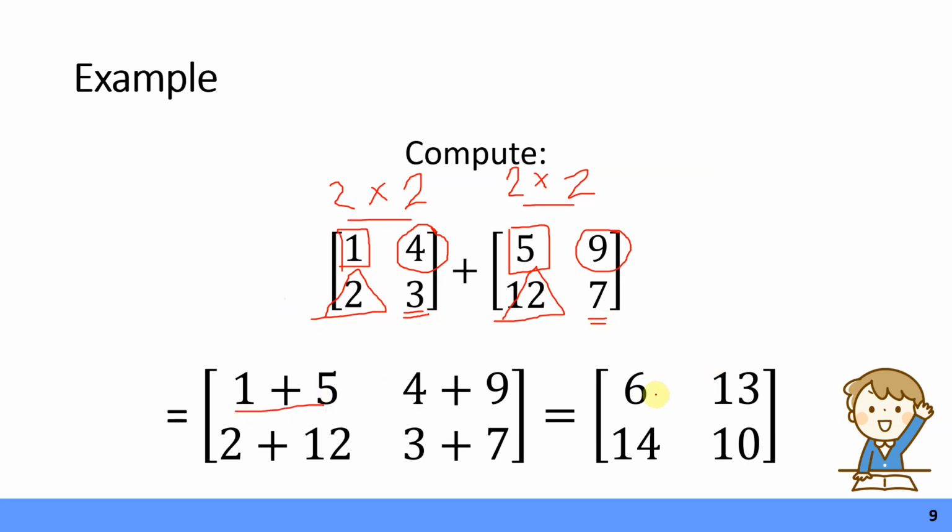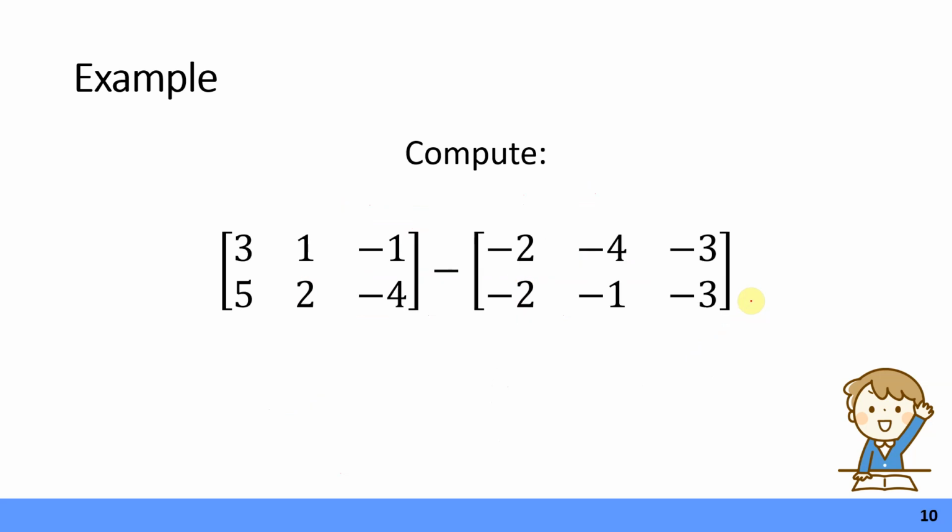1 plus 5 gives me the 6. The 4 plus 9 gives me a 13. 2 plus 12 gives me the 14. And then the 3 plus 7 gives me the 10. And that's it, you guys. That would be my final answer right there. Super simple. Again, addition and subtraction does not change the order or the dimension of the final answer. So since my original matrices were 2 by 2, my answer is also going to be a 2 by 2.